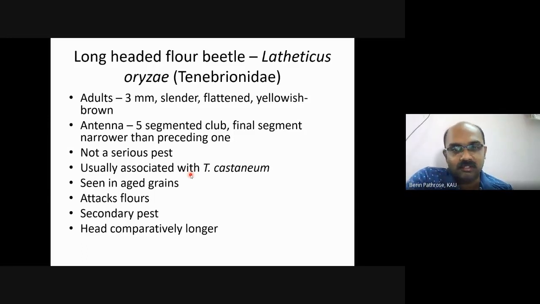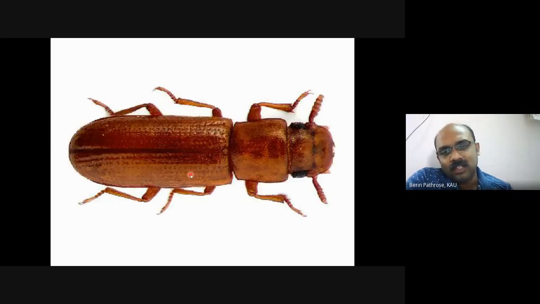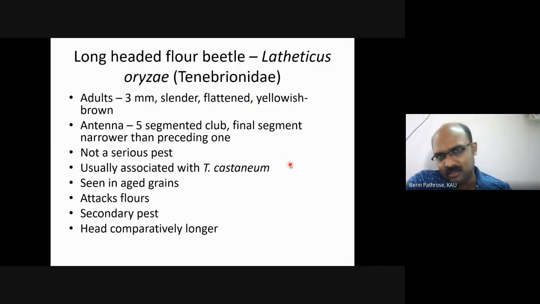That's one way we identify it. Slender, flat, and yellowish brown in color. It looks almost similar to tribolium, only it is smaller in size, reddish brown in color, but it has clubbed antennae, and its head is slightly elongated compared to the thorax and abdomen. Compared to tribolium also, the head is slightly elongated. That's why it is called the long-headed flour beetle. The antennae is a five-segmented club. It's not a serious pest, usually associated with tribolium.